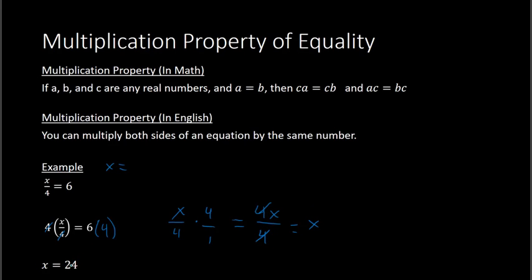And we can double check our answer by plugging 24 back in for x. So 24 divided by 4 equals 6 is a true statement. So therefore 24 is the solution.